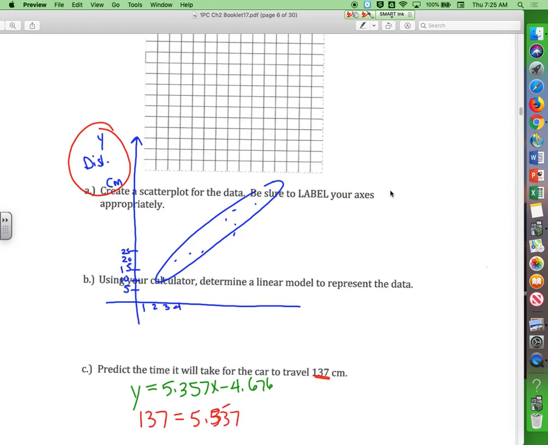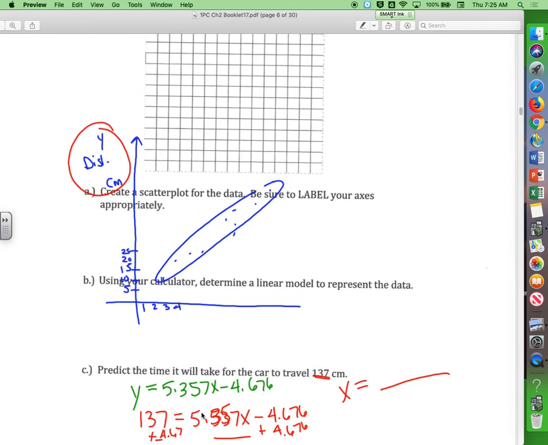Oops, I have these backwards. 5.357x. All right, and then you're going to add your 4.676 to both sides. All right, and then so on, and you're going to get your value for x. And you can kind of look at your data, 137. If we had a list that was pretty big that showed that value on there, you can kind of see that it'll follow along this line here. I'm not going to finish that. You can finish solving this little equation here. That's not too bad for you.